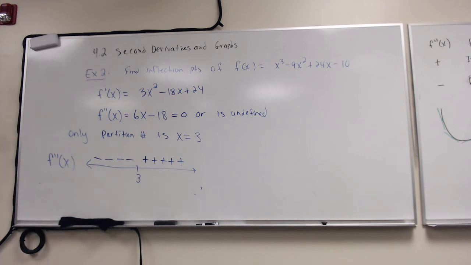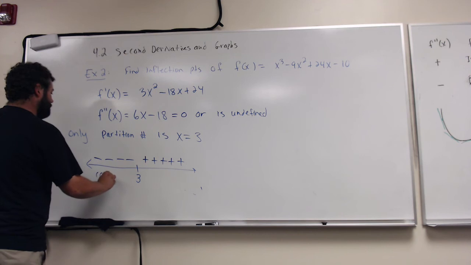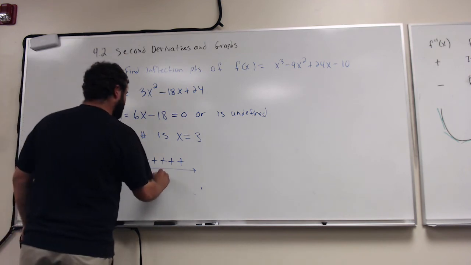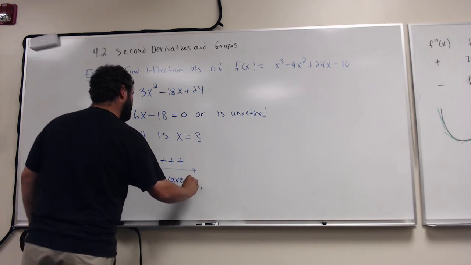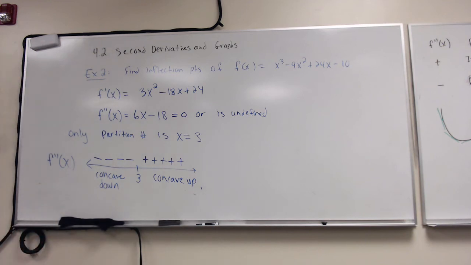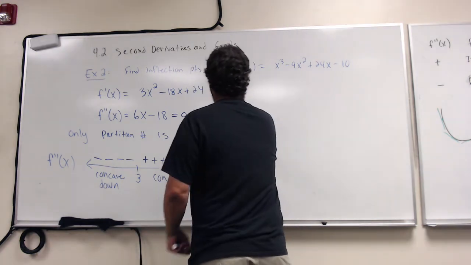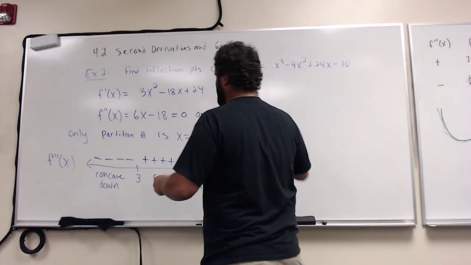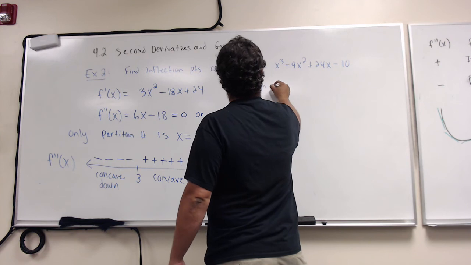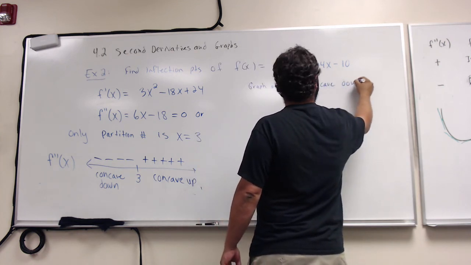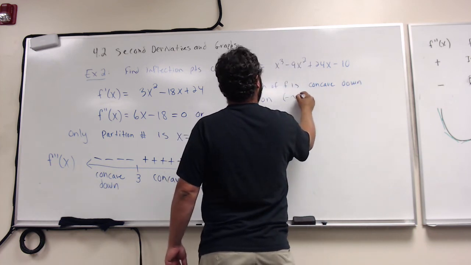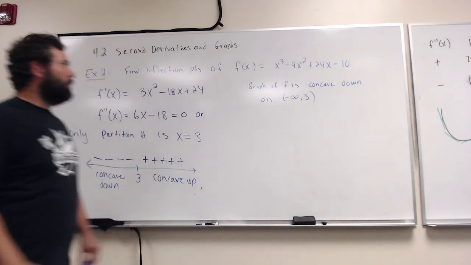Okay. So you're concave down to the left of 3, and the graph is concave up to the right of 3. And then, just so we have some practice, I'll write this. The graph of f is concave down on the interval from minus infinity to 3.